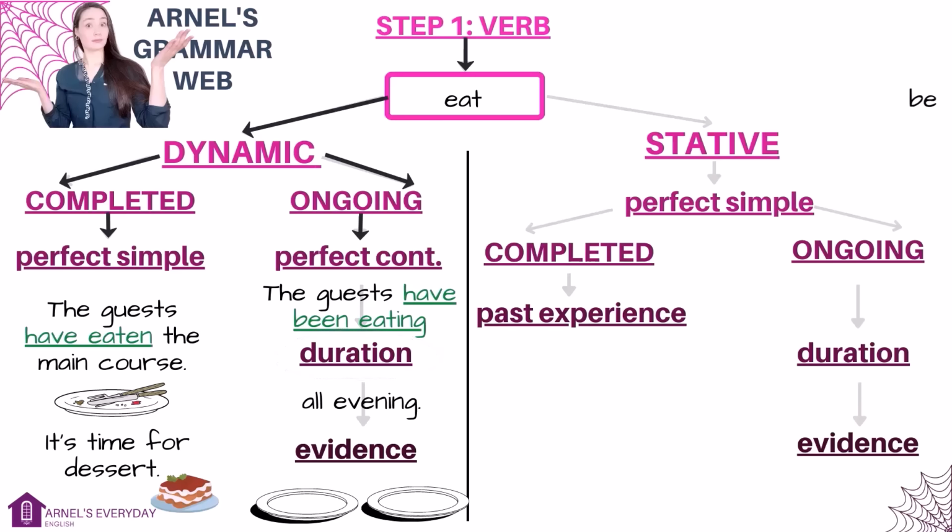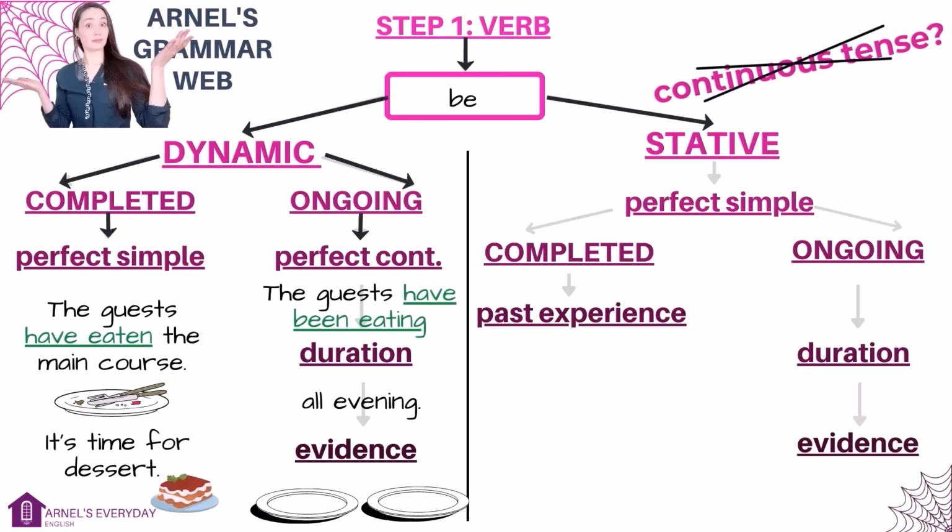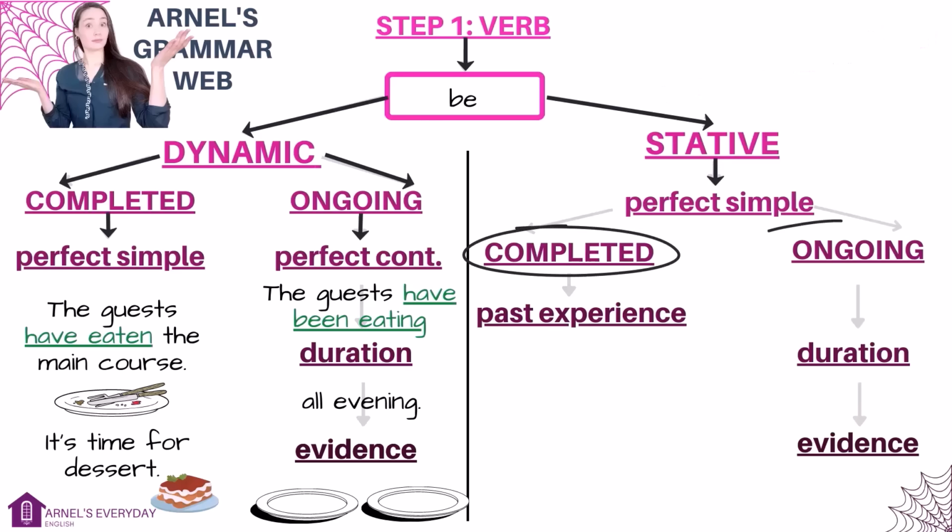Let's try another verb, be. Be is a stative verb. Can stative verbs be used in a continuous tense? No. So this makes life easy. With stative verbs, continuous tenses are not an option. But you still need to choose between a completed and ongoing action. Okay, do I want it to be completed or ongoing? Let's choose completed. If it's completed, it's a past experience.